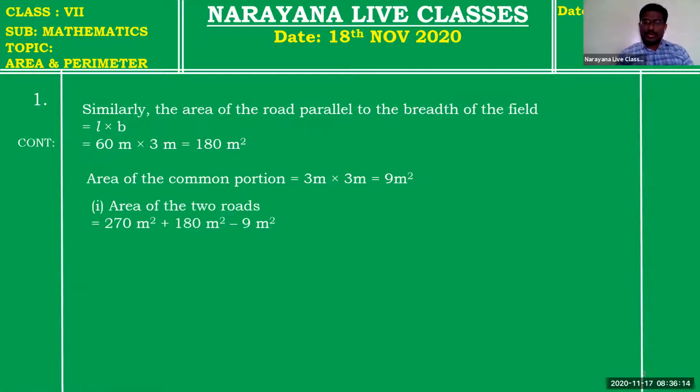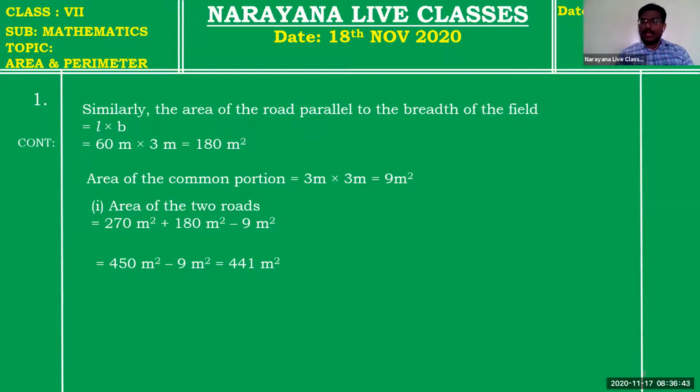Now area of the roads is the area of the horizontal road plus area of the vertical road, minus area of the common portion. Why? Because in the two roads this common portion is coming. So that's why. So here 270 plus 180 is how much? That is 450. 450 minus 9, we get 441 meter square, which is the area of the two roads.